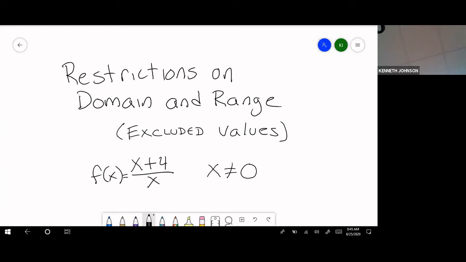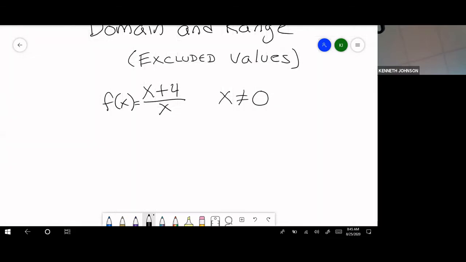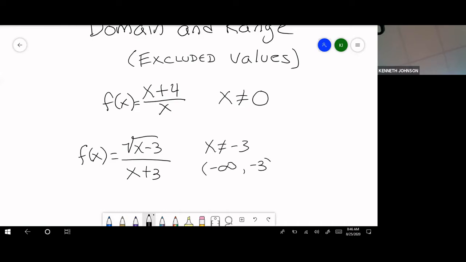So your restrictions on the domain are these excluded values. That's what a restriction on the domain is. So if I had something like the square root of X minus 3 all over X plus 3, what are my restrictions on the domain? Okay, I can't be -3, right? Because if it's -3, then this becomes 0. So I could say that X cannot equal -3. If I want to write it in interval notation, I could say we go from -infinity to -3, union with -3 to infinity. This little symbol means the union of, or the combining of.